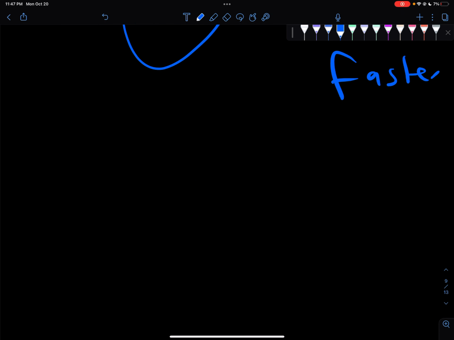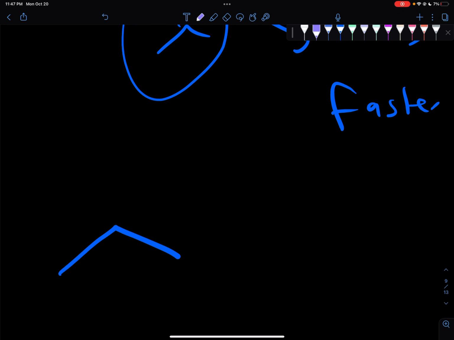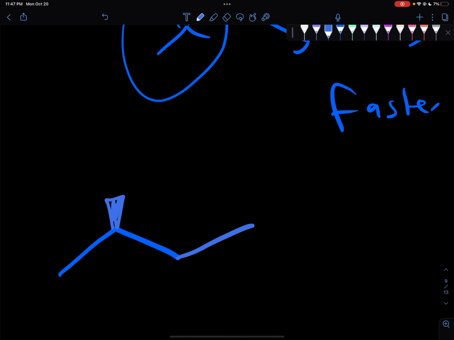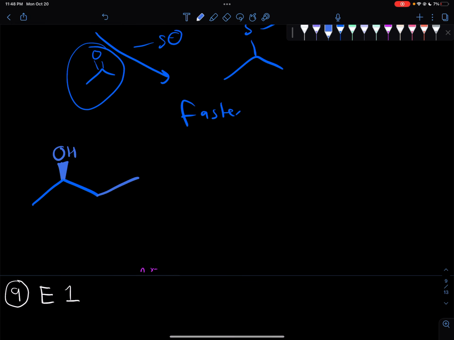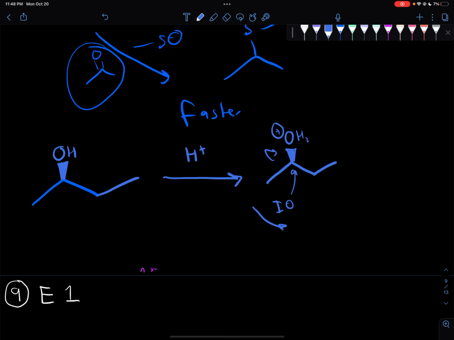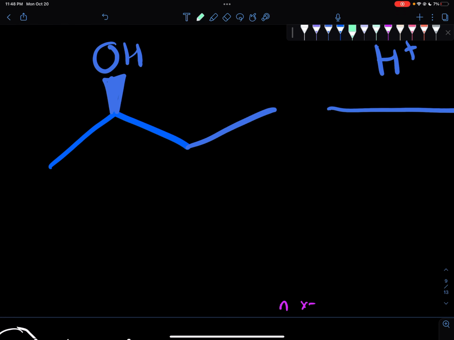One more thing on the topic of SN2 and the stereochemistry inversion. Let's say we had this, and I protonate it. Pay attention to what happens. I'm still on a wedge. And then if I react with a nucleophile like iodine, then and only then will I invert.